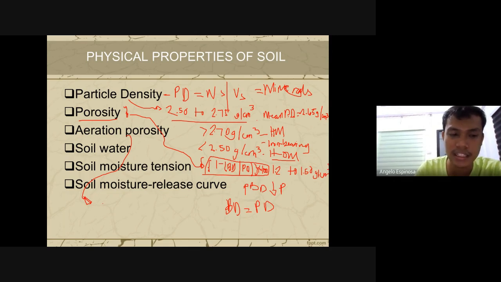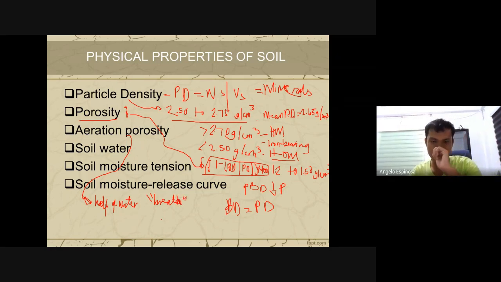So for upland or dryland crops, it is ideal that only about half of the total volume of the soil pores be filled with water to let the plant roots breathe. So it should be half filled with water so that the plant roots can still breathe. It is actually applicable for lowland and upland crops. Next we have the soil water.